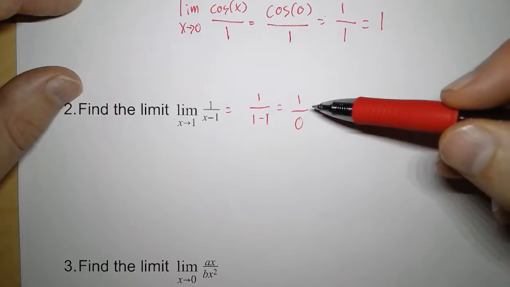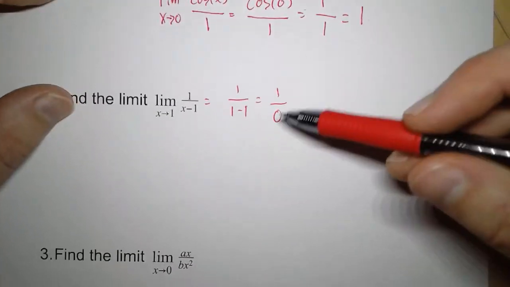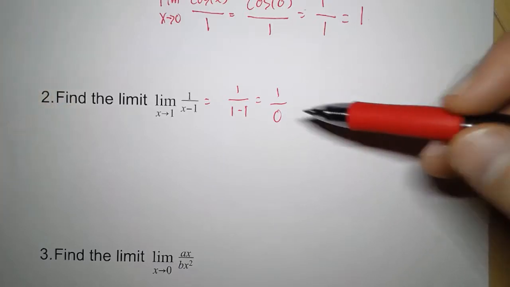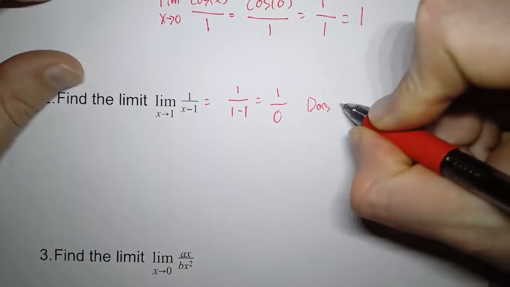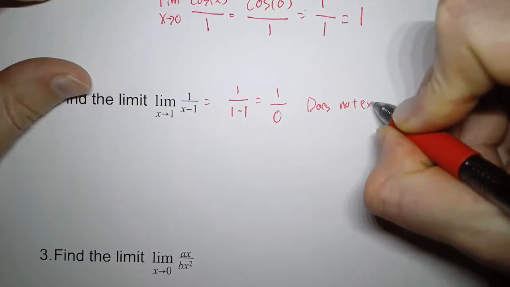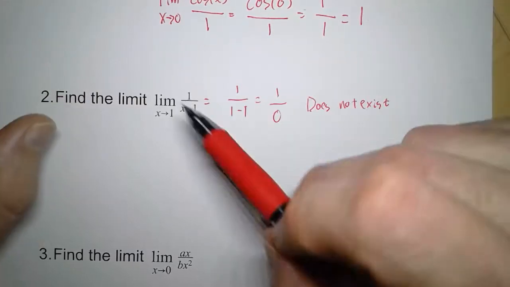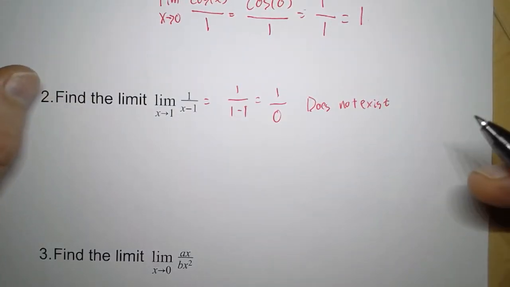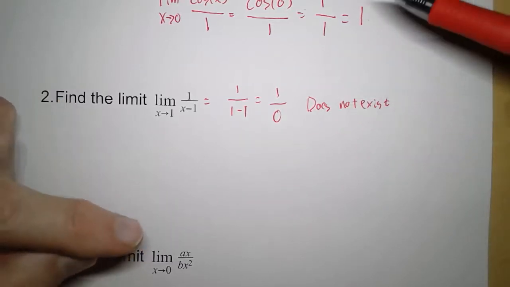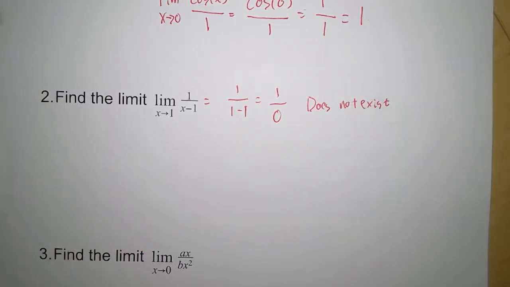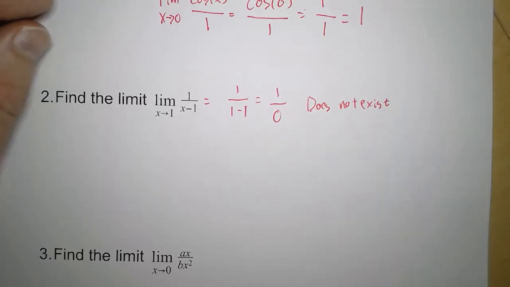Let me say that again. 0 over 0 is indeterminate. We're not sure what that is. But 1 over 0 is not indeterminate. So this limit does not exist. When it's over 0, we know that this graph has some kind of asymptote. And in particular, if you look at it as it approaches from both sides, it's not going to converge on the same spot. So this limit does not exist.